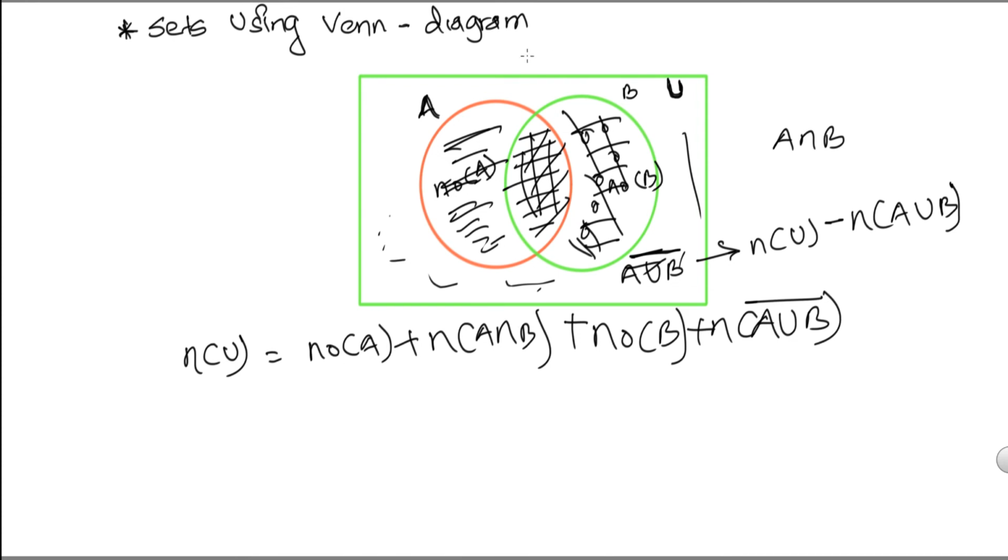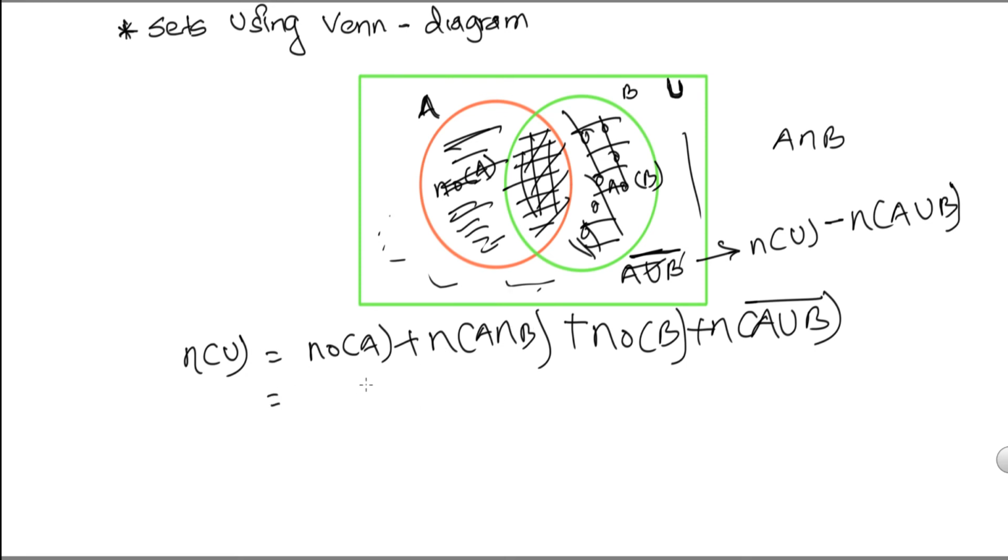So the total U is made up of n not A, n not B plus n A intersection B plus n A union B complement. So this is how we get the formula. You just have to look at the Venn diagram and write it.